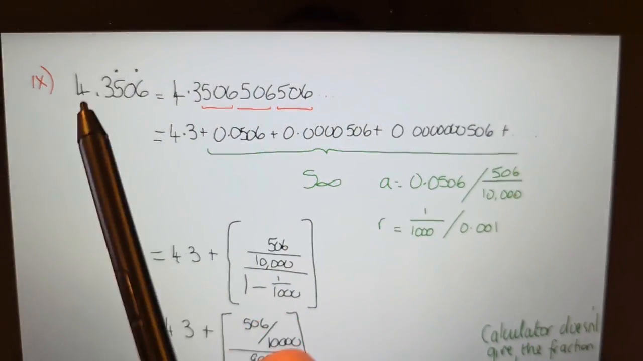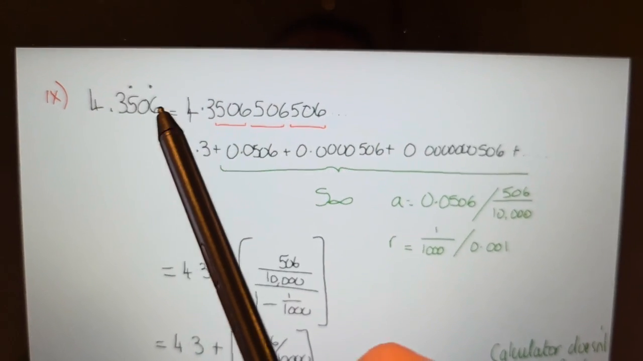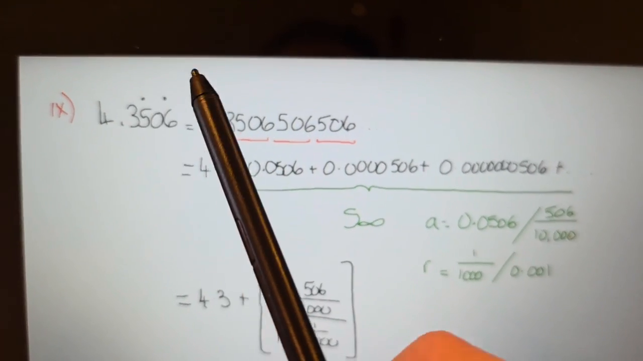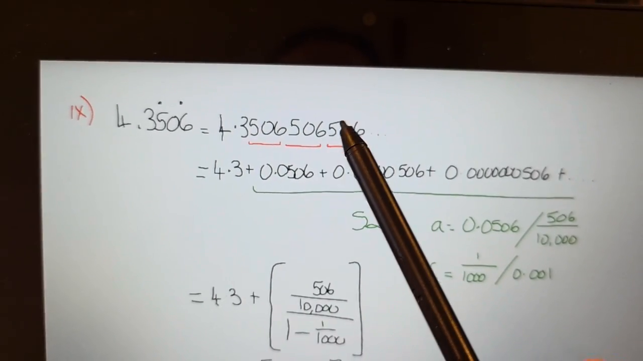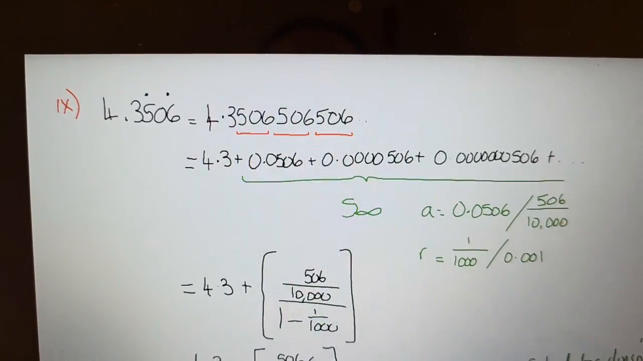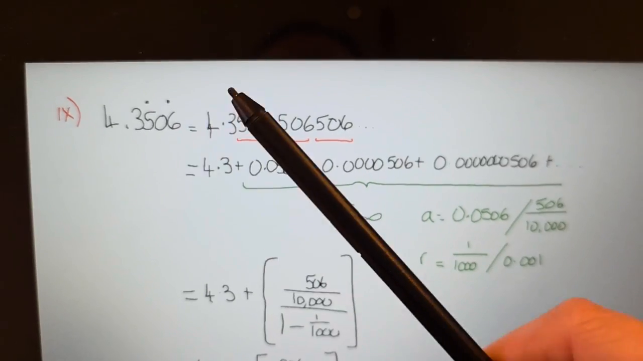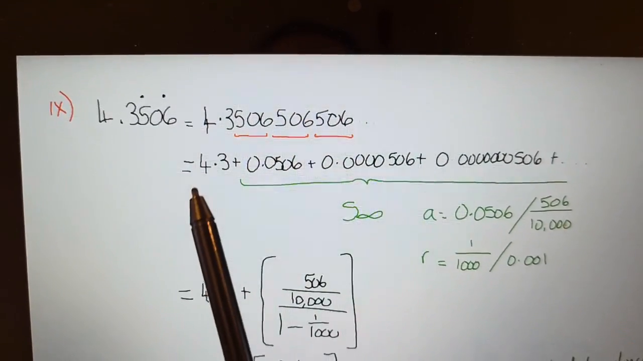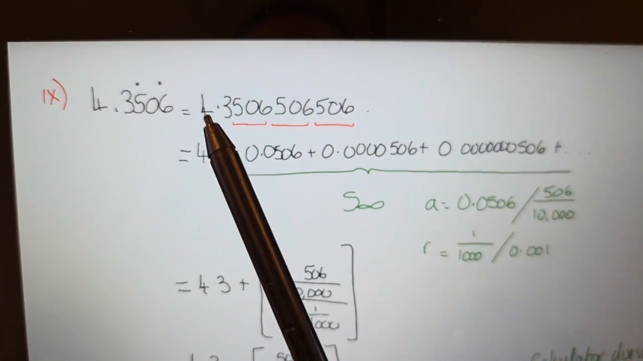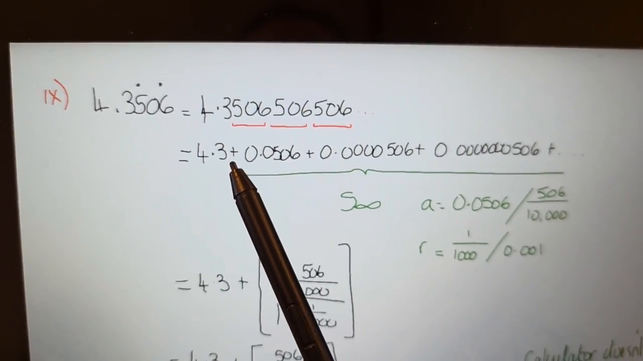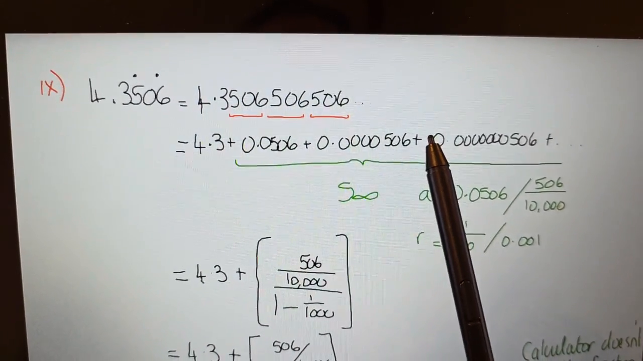Okay, part 9, 4.3506, and the recurring decimal is on the 5 and on the 6, which means after the 6 it's going to be 506, again 506, and it'll keep going on in that fashion. Break it up as the sum of its parts, 4 whole units, then 0.3. Now I've just written that as 4.3 on its own, and then I start with the pattern part, but it's the same as writing it as 4 plus 0.3 plus each of these.